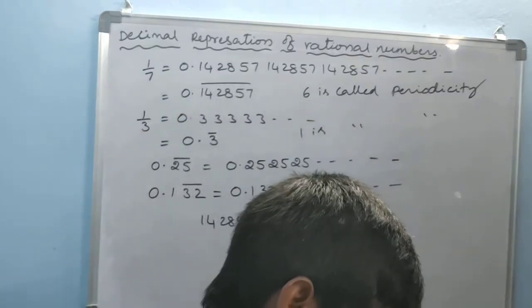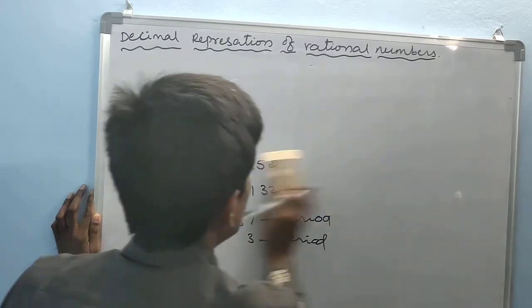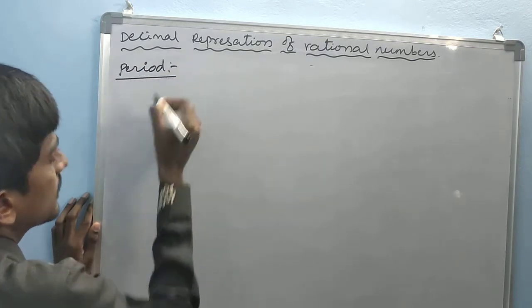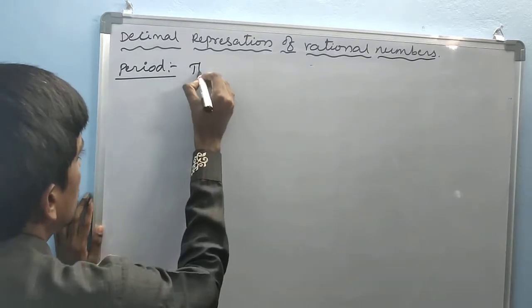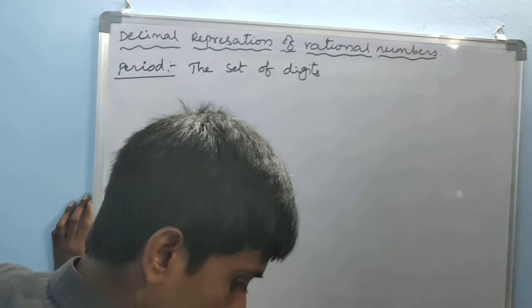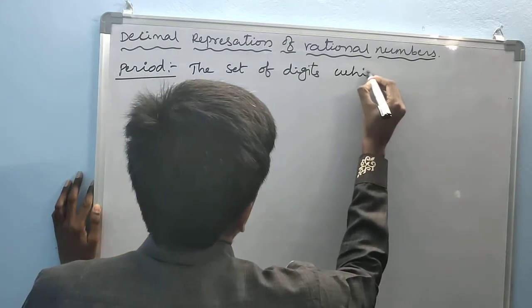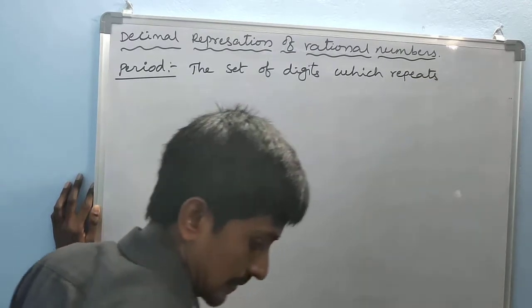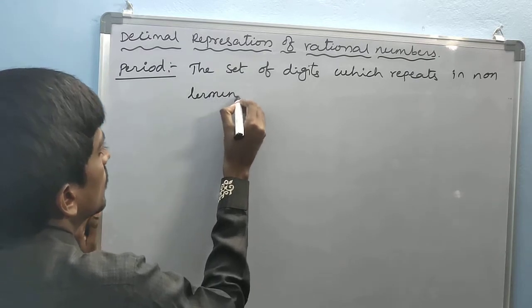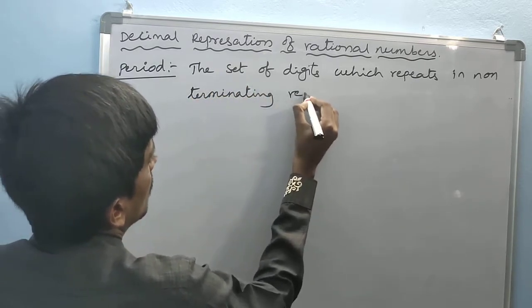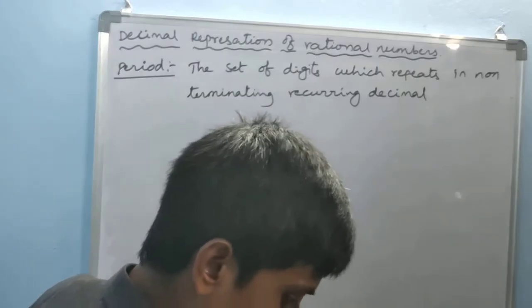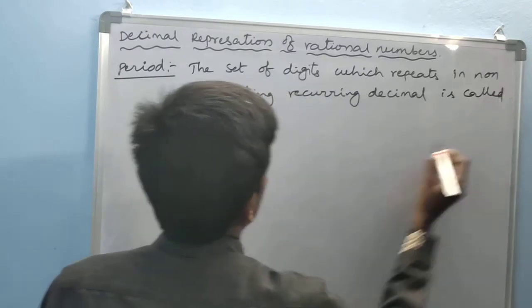So, the definition of period and periodicity. Period means the set of digits which repeats in a non-terminating recurring decimal is called the period.